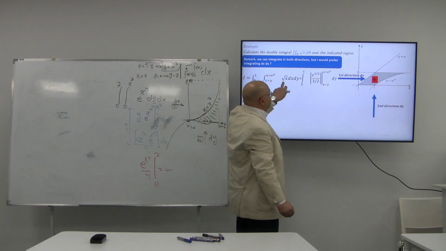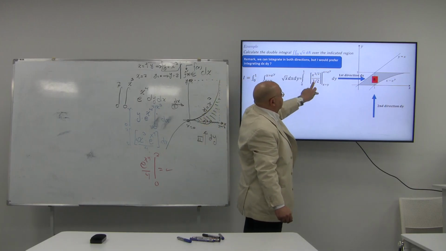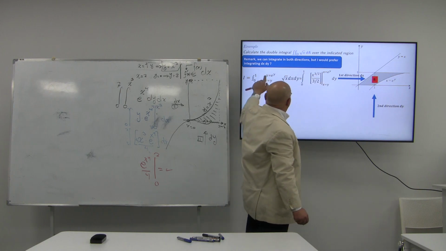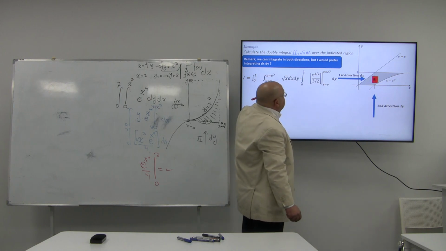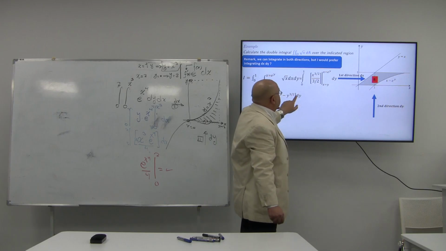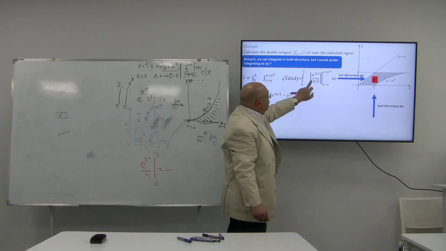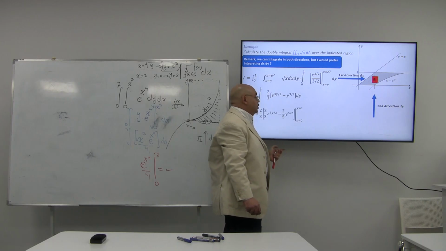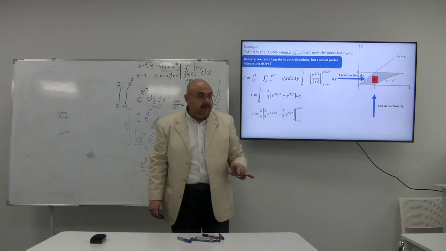So integrating root of x is going to be x to the power of 3 over 2 over 3 over 2. Then making the substitution of x, e minus y. Then I will finish everything by integrating now this with respect to dy, and then making the substitution and simplifying it. It's really very simple.